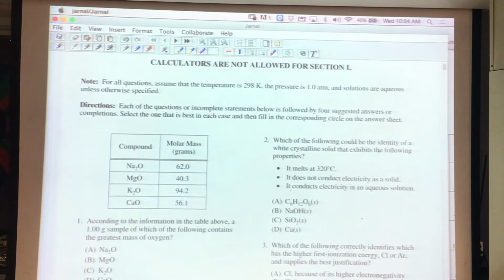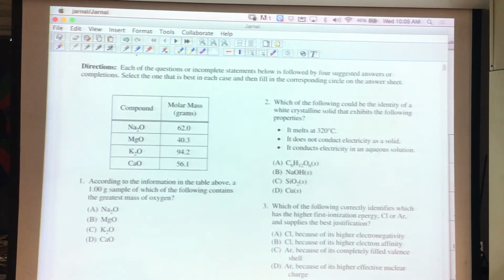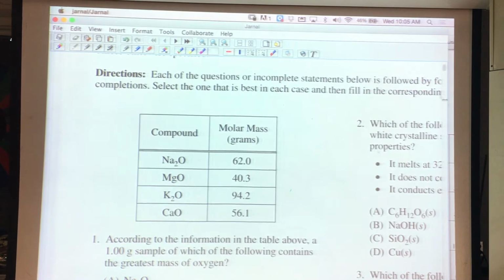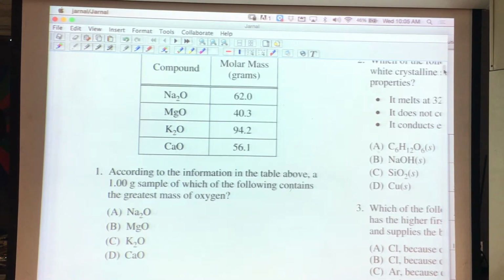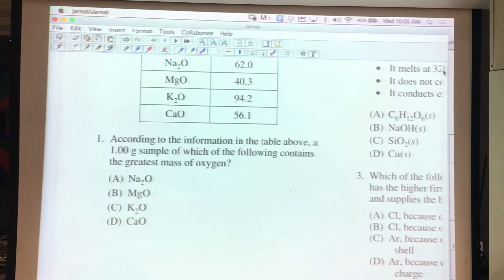So, here we are with the multiple choice of the same test, and again, it's all about parallels. Okay? So let's start. Let's be crazy and start in order. Now, here we go with the first question. According to the information in the table above, a 1 gram sample of which of the following contains the greatest mass of oxygen? Gosh, I've seen this before.